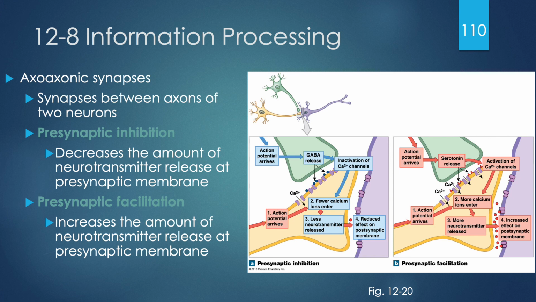We call this an axoaxonic synapse. When those two axons come together, they can affect what's going to happen with the postsynaptic membrane. So there's either an inhibitory effect or a facilitating effect. In the facilitating effect, the activity at the axoaxonic synapse is going to amp up the amount of neurotransmitter that's released when the action potential arrives. And the exact opposite is true with presynaptic inhibition. When that action potential arrives, it's going to decrease the amount of the neurotransmitter that's released at the presynaptic membrane.